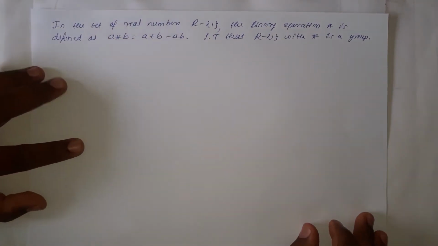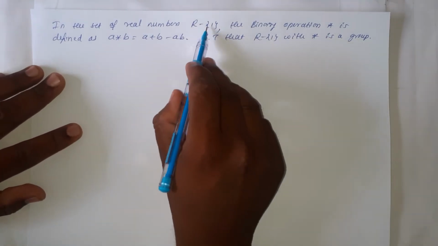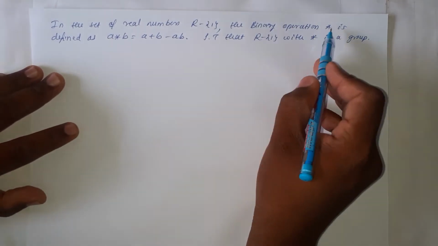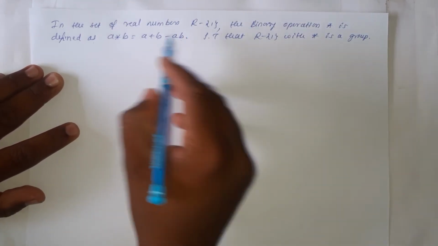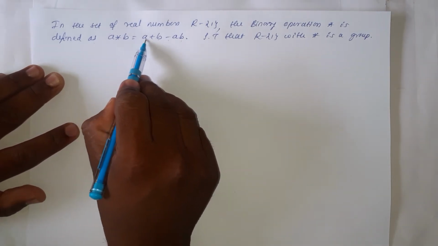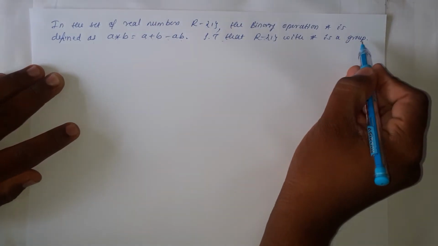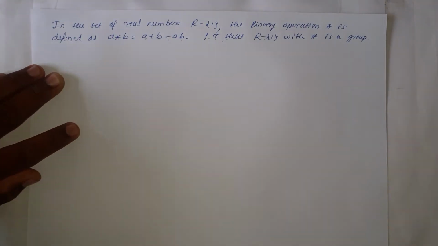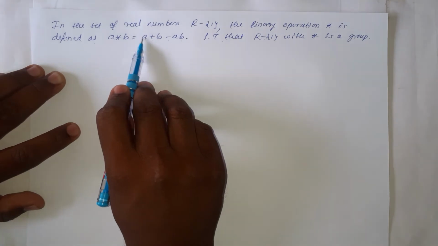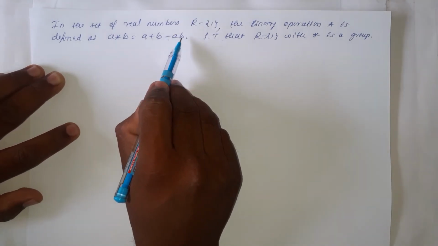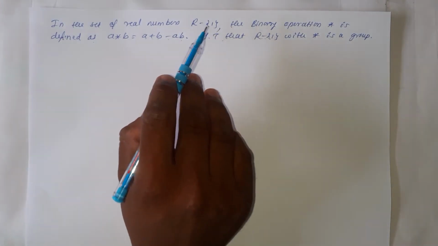The next example is in the set of real numbers R minus 1, meaning it is the set of all real numbers except 1. The binary operation star is defined as A star B is equal to A plus B minus AB. So, it is also a different binary operation. Then show that R minus 1 with star is a group. Here in the previous example A star B was AB divided by 5, and here A star B is equal to A plus B, first element plus second element minus first element into second element. So, it is the definition of the binary operation for this R minus 1, meaning in this set there is no 1.